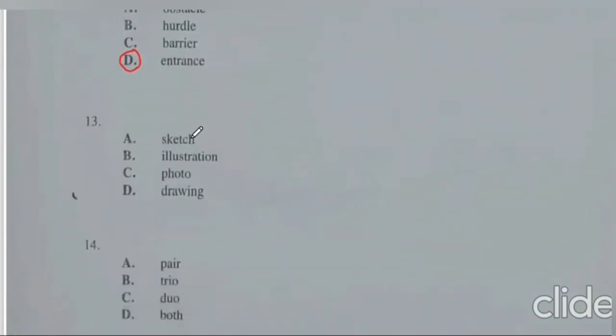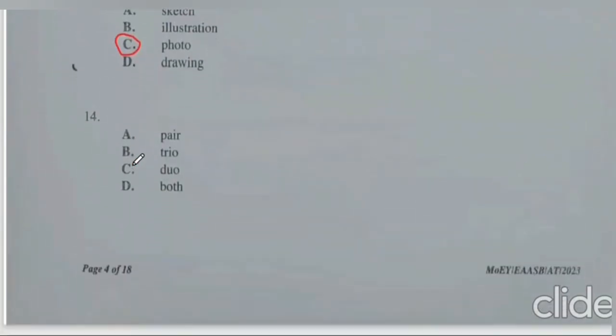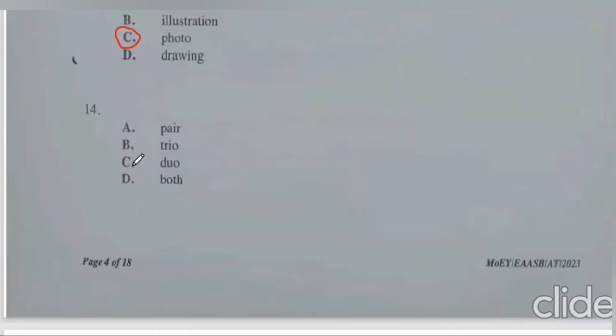Number 13, we have sketch. That means pencil to paper. Illustration also means pencil to paper. Photo. We can capture a photo using a camera. Drawing means pencil to paper. So the one that does not belong would be photo. We don't draw a photo. We make an illustration with our pencils, sketch and drawing as well. We have pair means 2, trio means 3, duo means 2, and both mean 2. So trio does not belong.